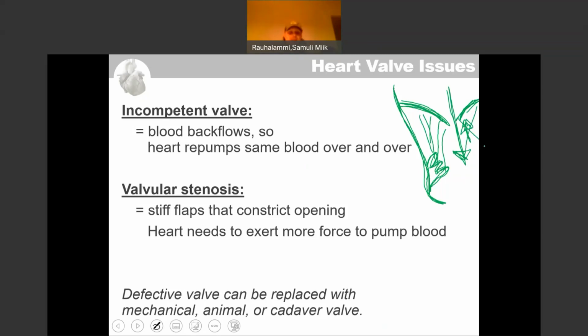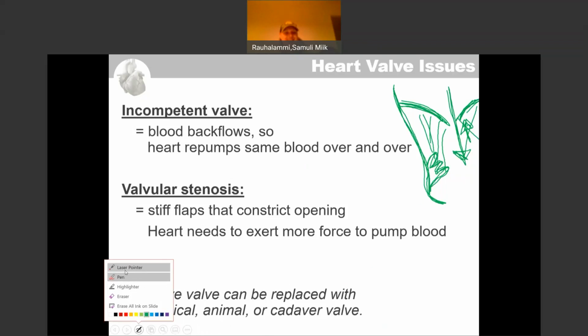They might be limited in how much or how well they close. So being always a little bit open, in the case of incompetent valves, some of the blood actually gets to sneak backwards as well. So we're pumping blood back and forth a little bit. That would be a problem. We're not efficiently moving the blood through in the one direction as we should.